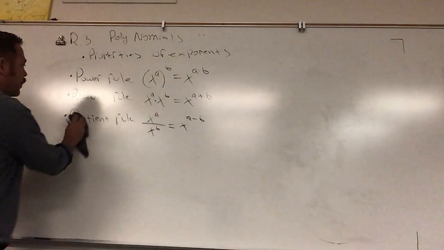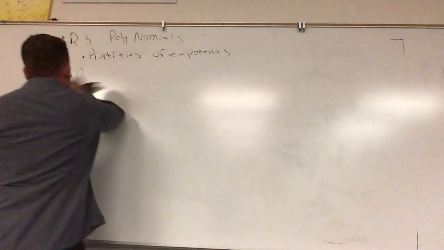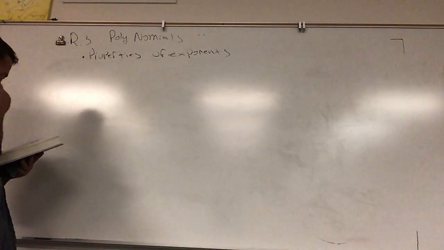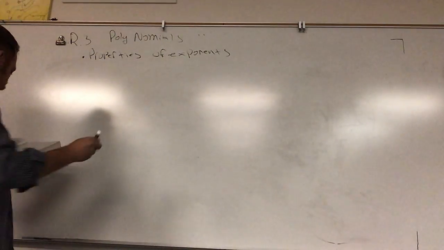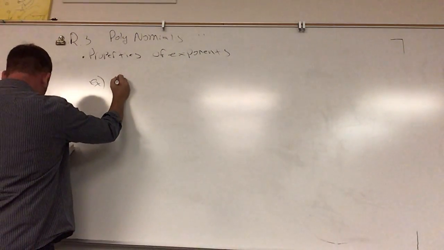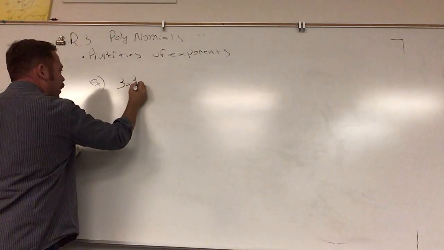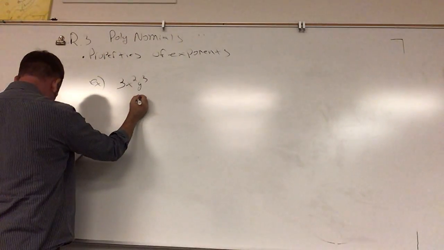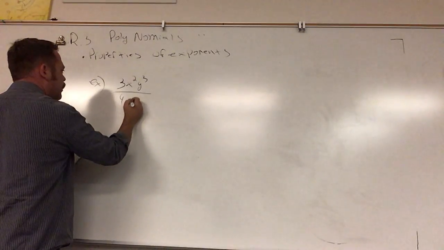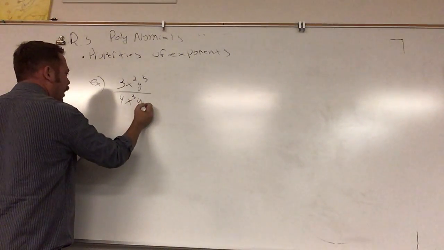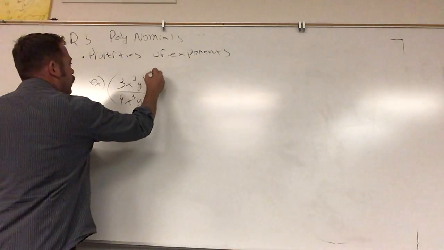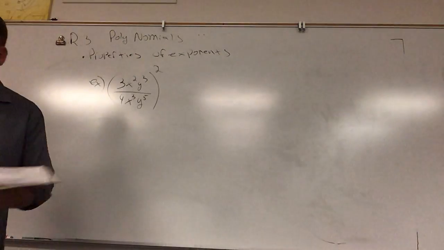I'm going to erase this here. Let's say I have 3x squared y cubed over 4x to the third, y to the fifth. And we're going to raise this to the second power, okay?